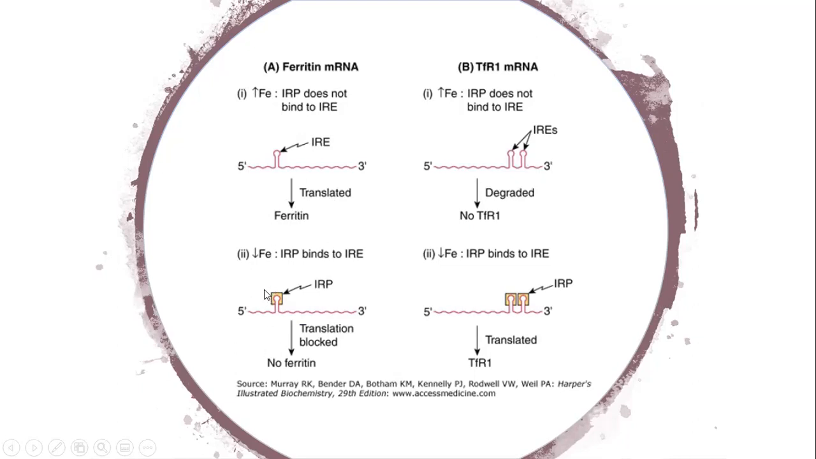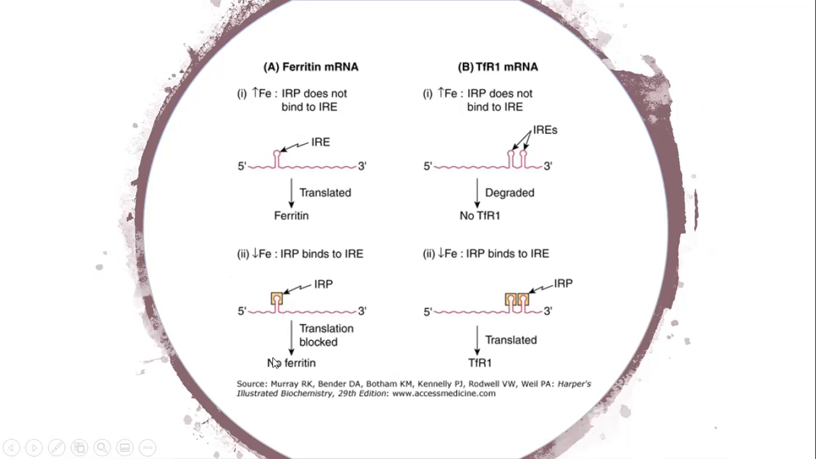Let's go to the next. If you have low intracellular iron, the IRP, or iron regulatory protein, can now bind to the iron response element. When that happens, it would block the translation of the protein, so no ferritin can be formed. That is beneficial because if you don't have any iron to store, why would you produce ferritin?